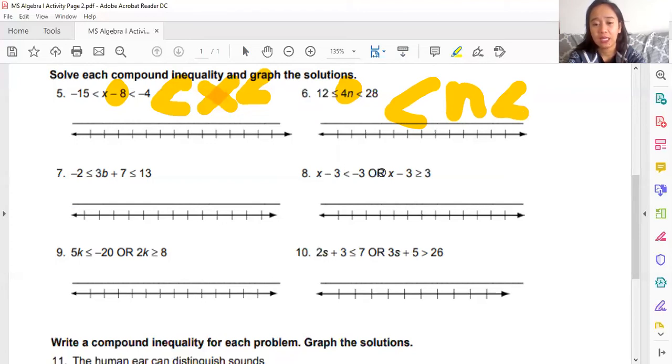Now look at number 8. You have or. So that means your graph should show arrows pointing to the left and to the right. But this is not yet finalized. This is not yet simplified. So to solve for x, you have to add 3 and add 3. Okay? Because you have to do the opposite of this one so that only x will remain. So you will write x is less than, what's -3 plus 3? Write the answer. And then you write or.